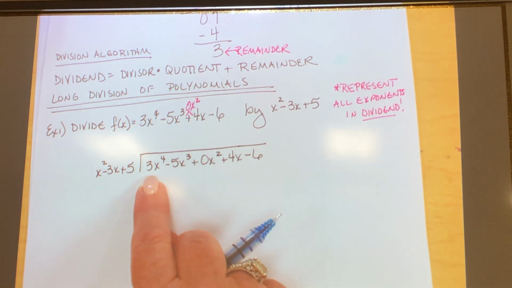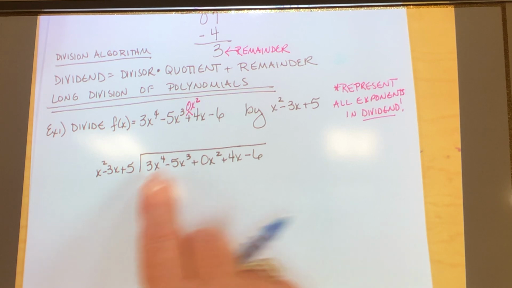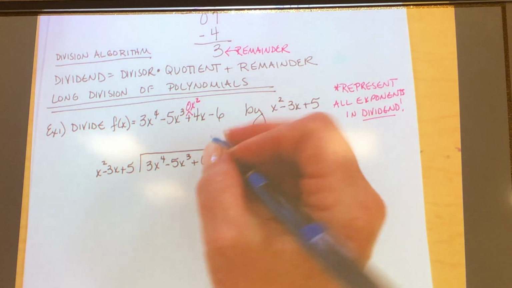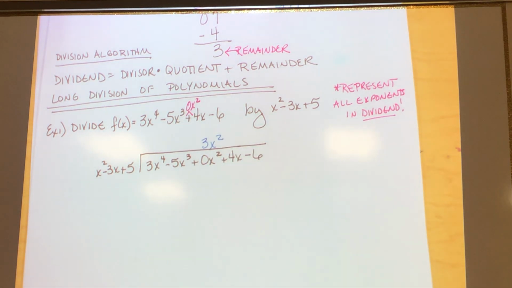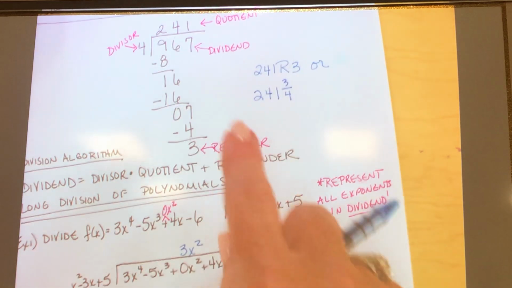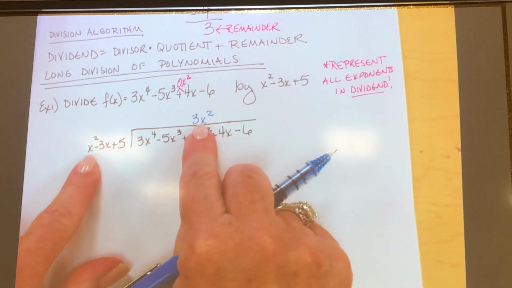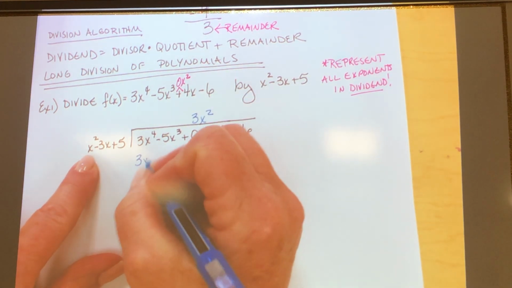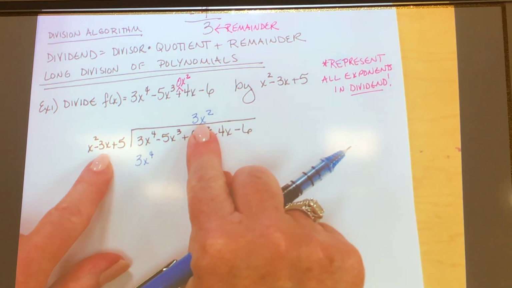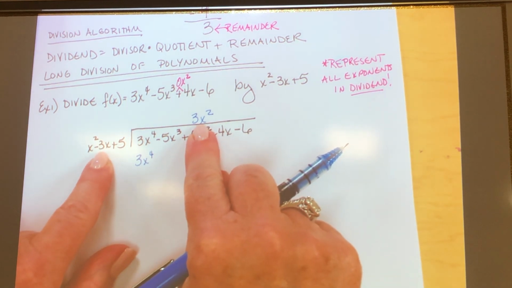3x squared. Where does he go? On top. On top of what? Yeah, the 0x squared. So 3x squared. And then what do you do? Put the plus. What did we do here? Yeah, say it, Michael. Multiply. Oscar, thank you. So now we're going to multiply. What is 3x squared times x squared? 3x to the 4th. What is 3x squared times negative 3x?